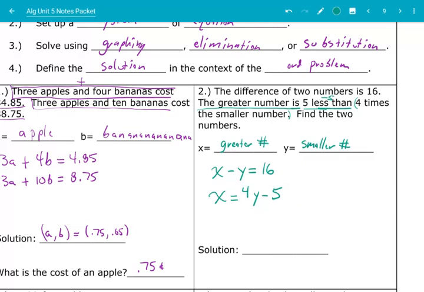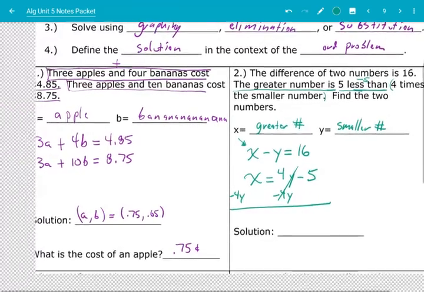I am going to rewrite these and set them up in... I'm going to convert this bottom one into standard form, which is what this top one is in. We have an x and y on the same side and the constant on the other side here. So I'm going to subtract 4y from both sides and rewrite it up here.